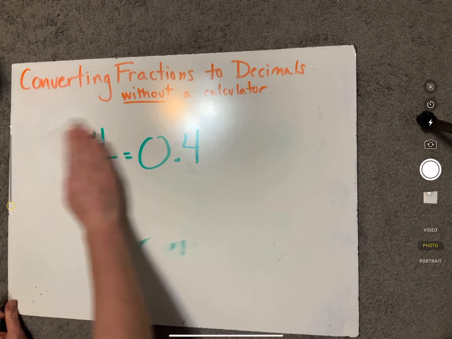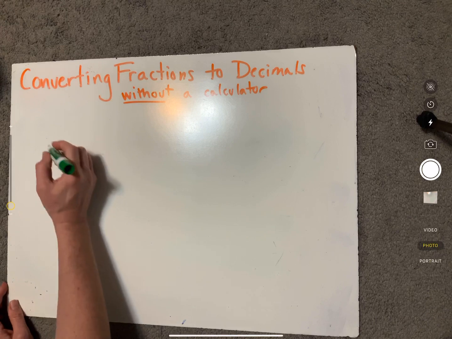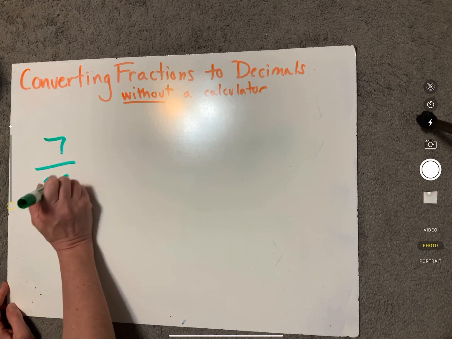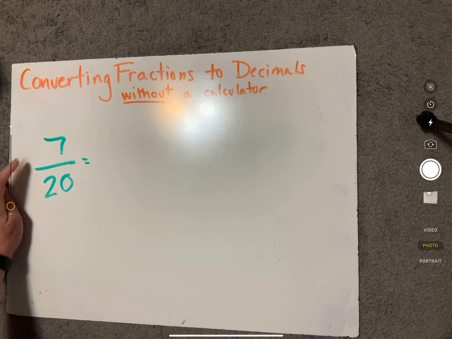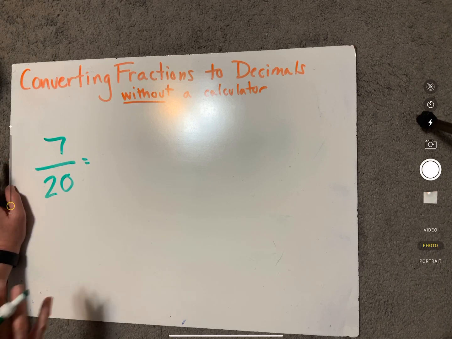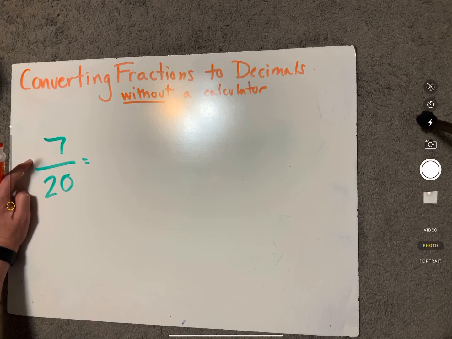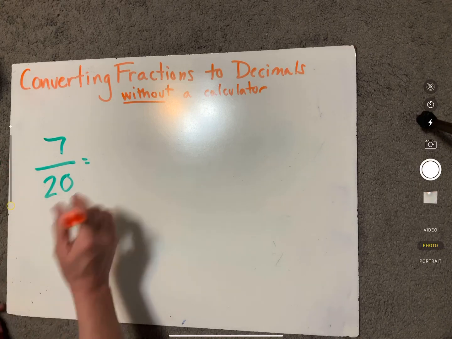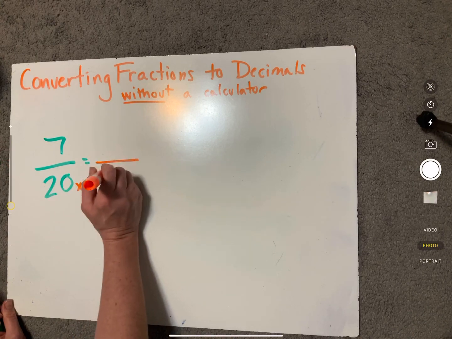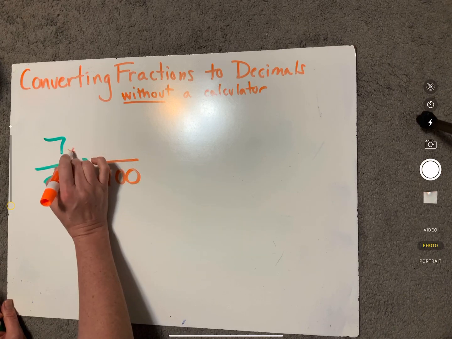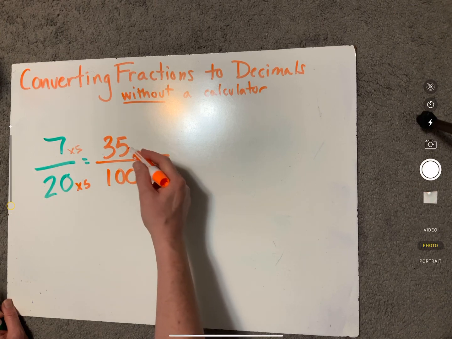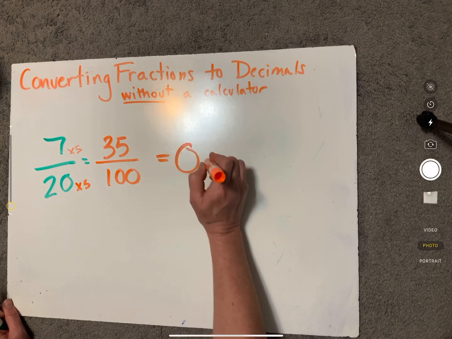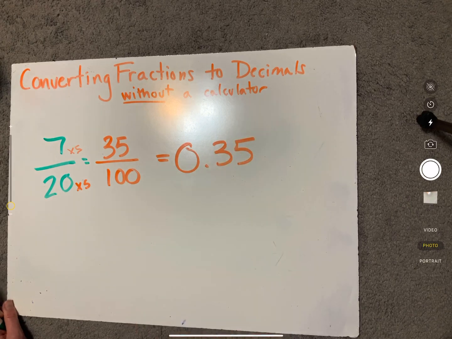All right, let's try another one. How about 7/20? With this one, I could get 10 by dividing by 2, but I can't divide 7 by 2 and get a whole number, right? You can't have a remainder. You can't have a fraction inside of a fraction. So I could multiply this times 5 to get 100. And then 7 times 5 would be 35. If I read this out loud, 35 hundredths would look like that.